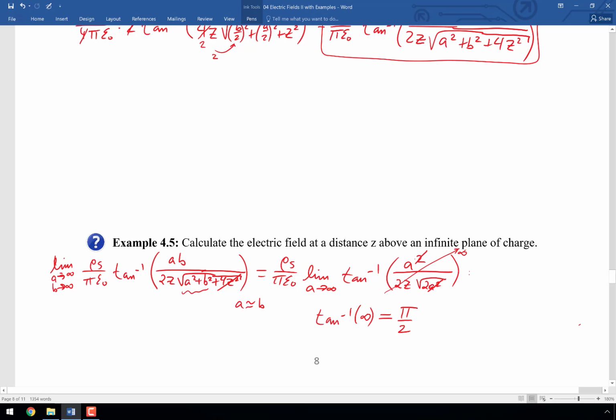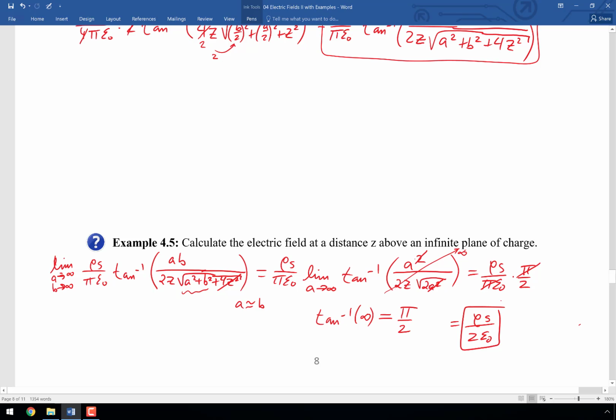And so therefore this becomes rho sub s over pi epsilon 0 times pi over 2. Those pi's cancel, and I'm left with rho sub s over 2 epsilon 0. A very important result that we're going to come back and see at least two more times.